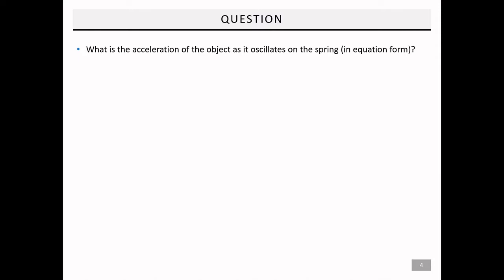The setup for this question is that you have an object attached to a spring, you pull the object to the right, and you let it go. The spring then causes the object to move back and forth. As the object's moving, it has a position, it has a velocity, and of course it also has an acceleration. So, what is the acceleration of the object as it moves back and forth? Now we don't have a lot to go on at this point, but I still want you to pause the video, think about the question, and see what you can come up with. Unpause the video when you're ready.